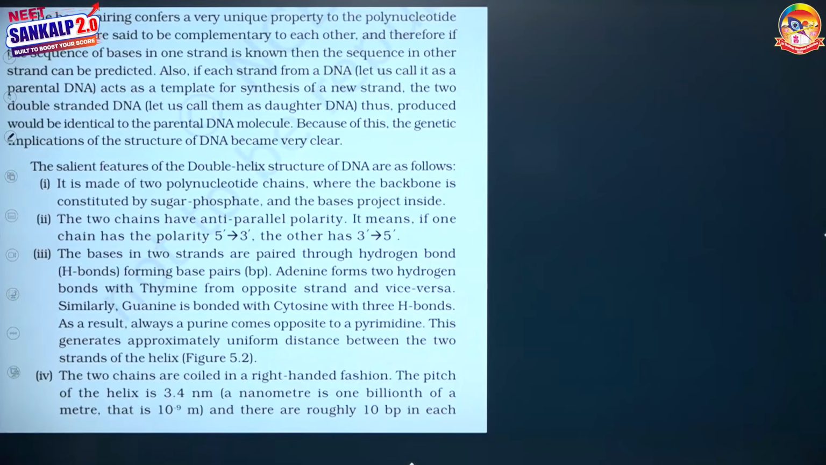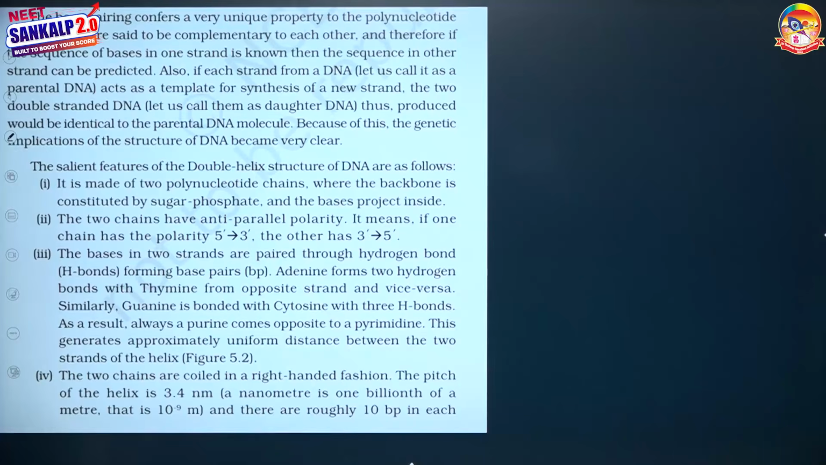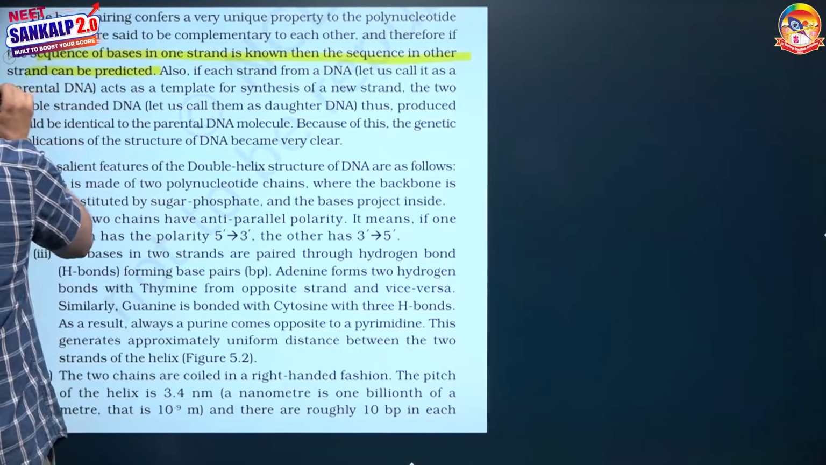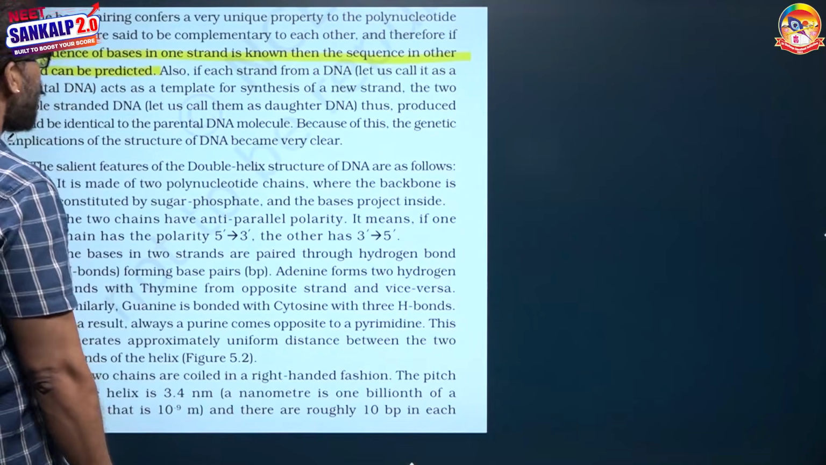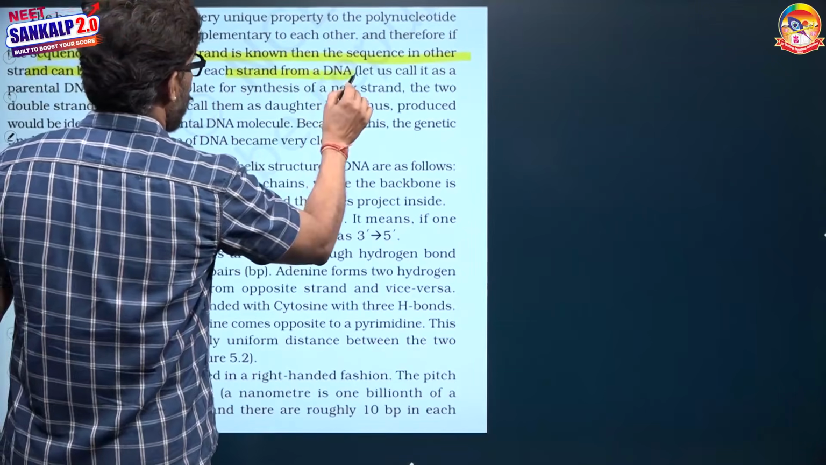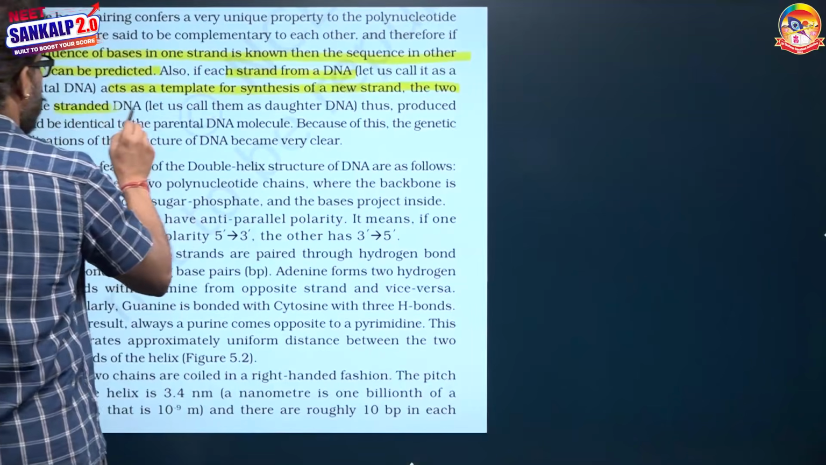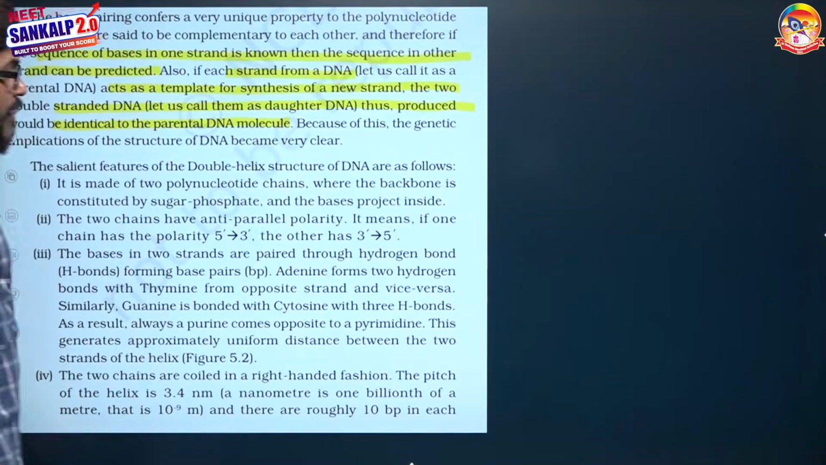Base pairing confers a very unique property to the polynucleotide chain. The strands are said to be complementary to each other, so if the sequence of one strand is known, then the sequence of the other strand can be predicted. Similarly, if both strands of the DNA act as templates for the synthesis of new strands, the two double-stranded DNAs that form would be identical to the parental DNA and identical to each other. These are the two properties contributed by complementary pairing.